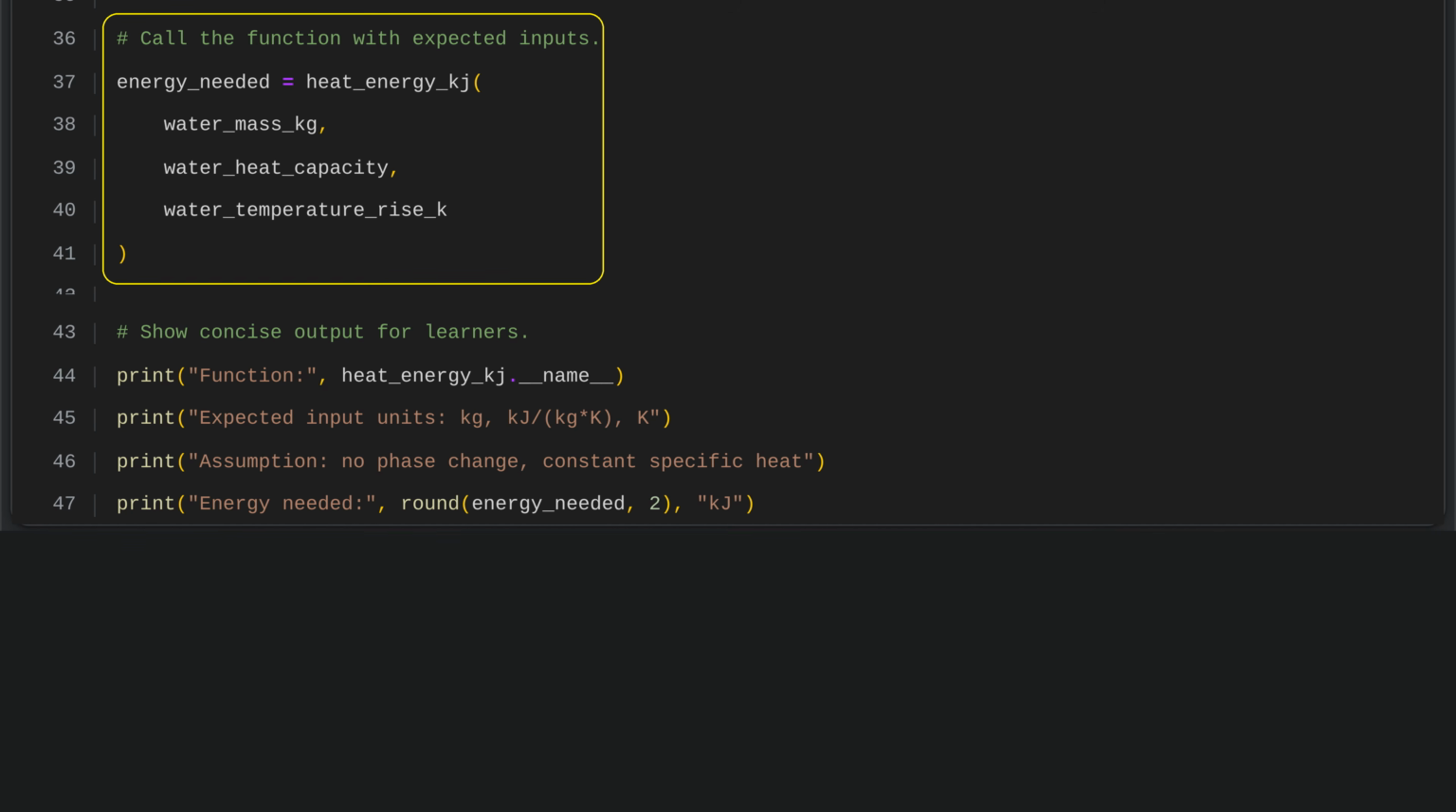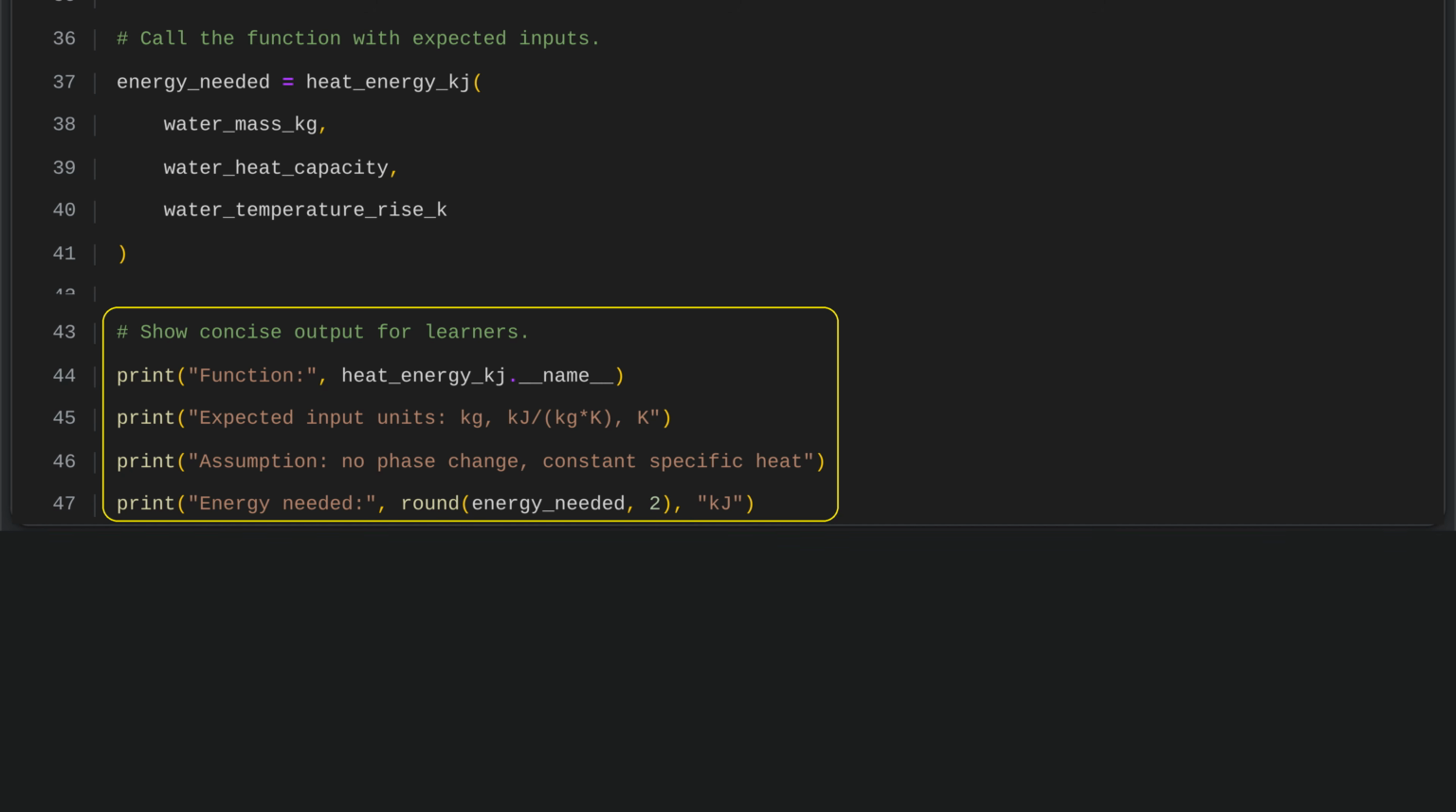A heat energy function calculates the energy needed to warm water. It uses the water's mass, the specific heat capacity, and the temperature rise as inputs. Then it returns the total required energy in kilojoules. The heat energy in kilojoules function prints its name, the required input units, and the key assumptions: no phase change and constant specific heat. It then reports the calculated energy needed, rounded to 2 decimal places and expressed in kilojoules, so the result is clear and easy to interpret.